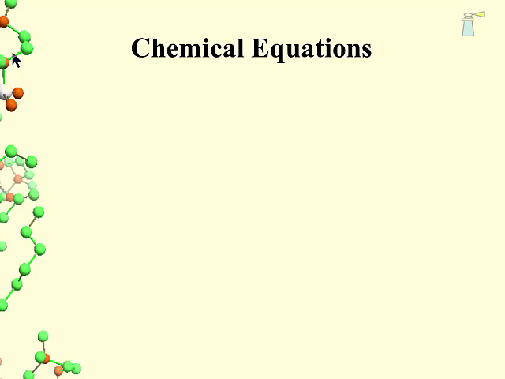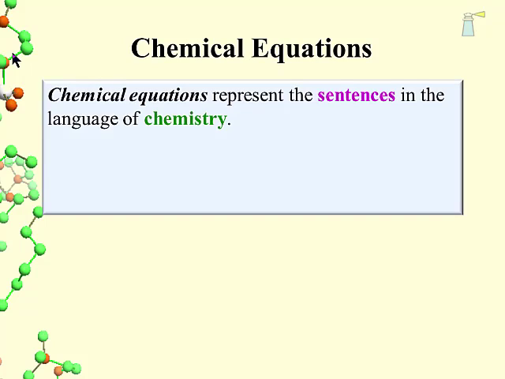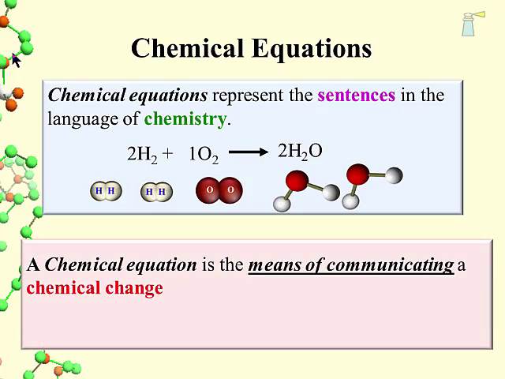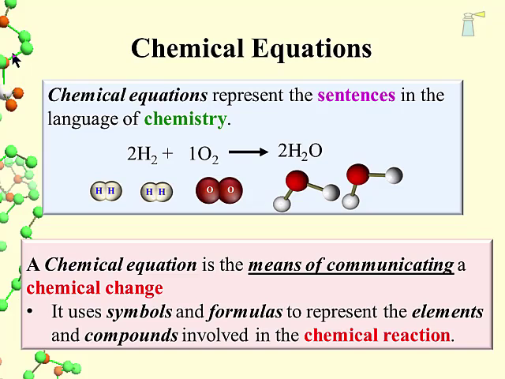First, the chemical equations. Chemical equations represent the sentences in the language of chemistry. Much of the study of chemistry has at its heart a chemical equation. An example, 2 hydrogen molecules combine with 1 oxygen molecule to form 2 water molecules. A chemical equation is the means of communicating a chemical change. It uses symbols and formulas to represent the elements and compounds involved in the chemical reaction. The 2 H2s plus 1 O2 becoming 2 H2Os is a formula.